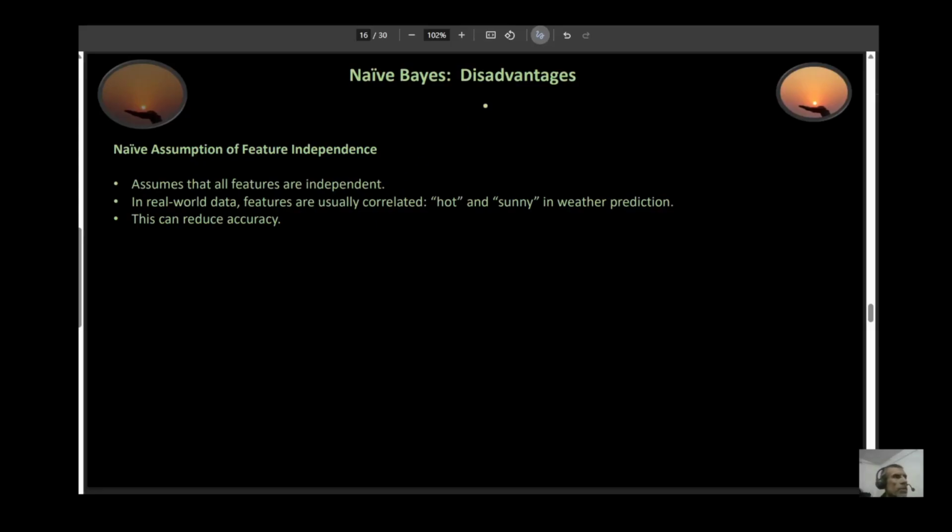And now let's look at some of the disadvantages. First of all, it makes the naive assumption that all features are independent. Well, in the real world, your features are usually correlated. For example, hot and sunny in weather conditions. The presence of the words hot and sunny, they are correlated. And since you're making that assumption, it can reduce your accuracy.